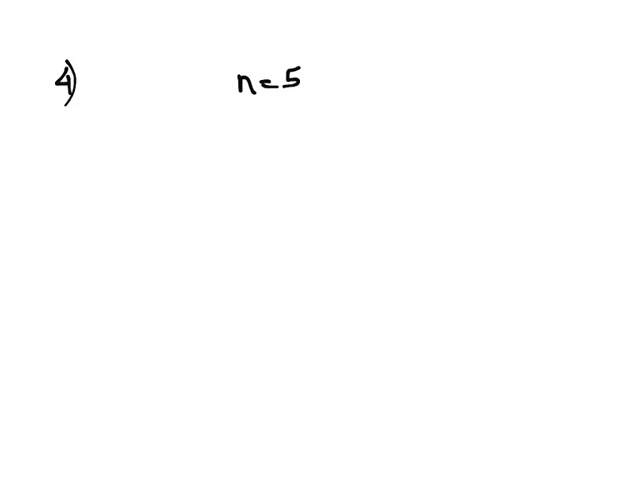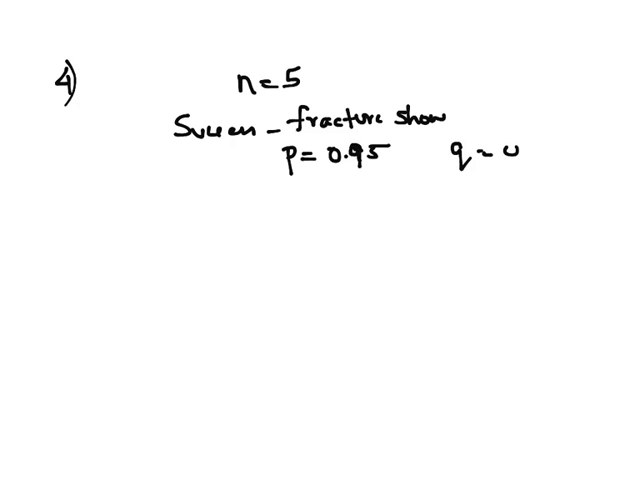And there are two more questions. So what I'll do is I'll take success as the fracture is shown. That means the probability of fracture being shown is 0.95. So Q will be 0.05, even though we don't use the value of Q in the calculator.